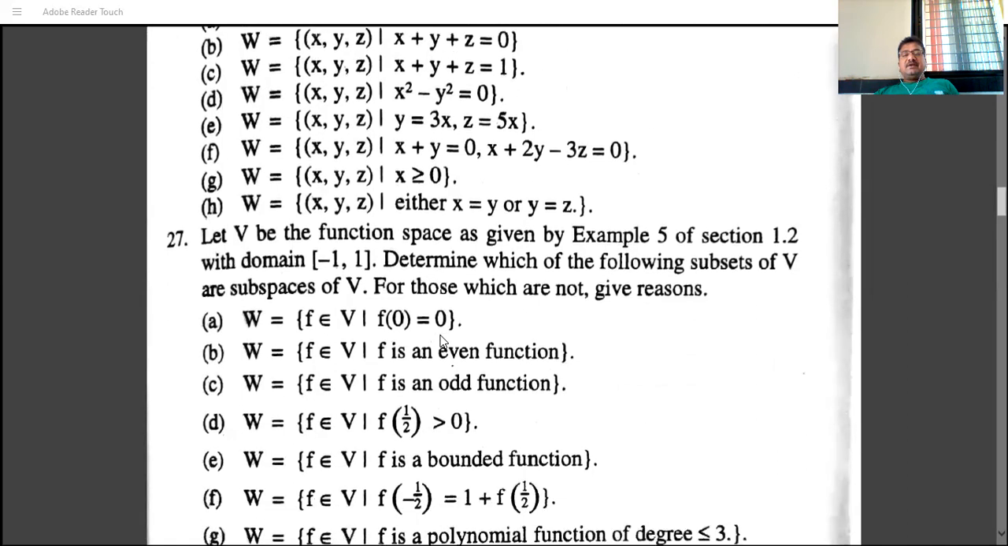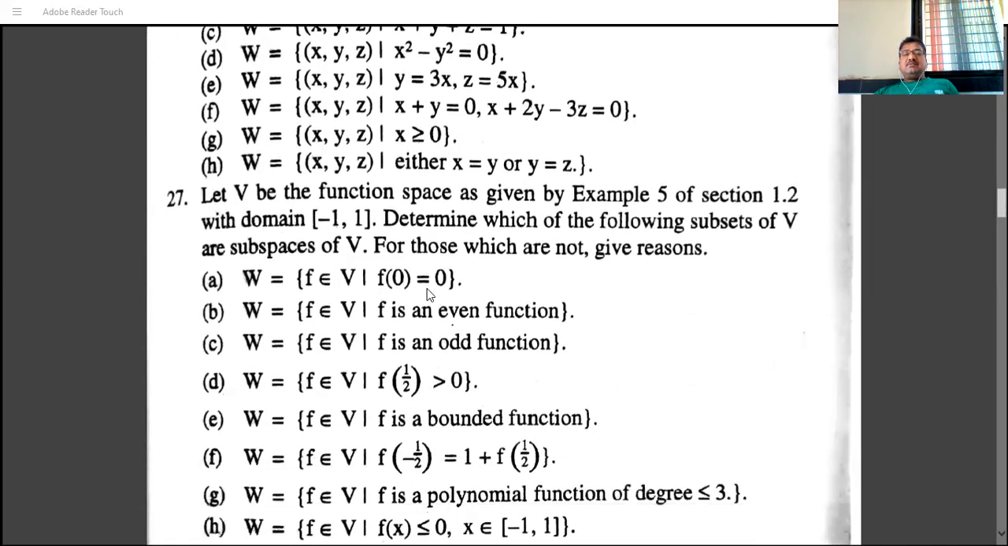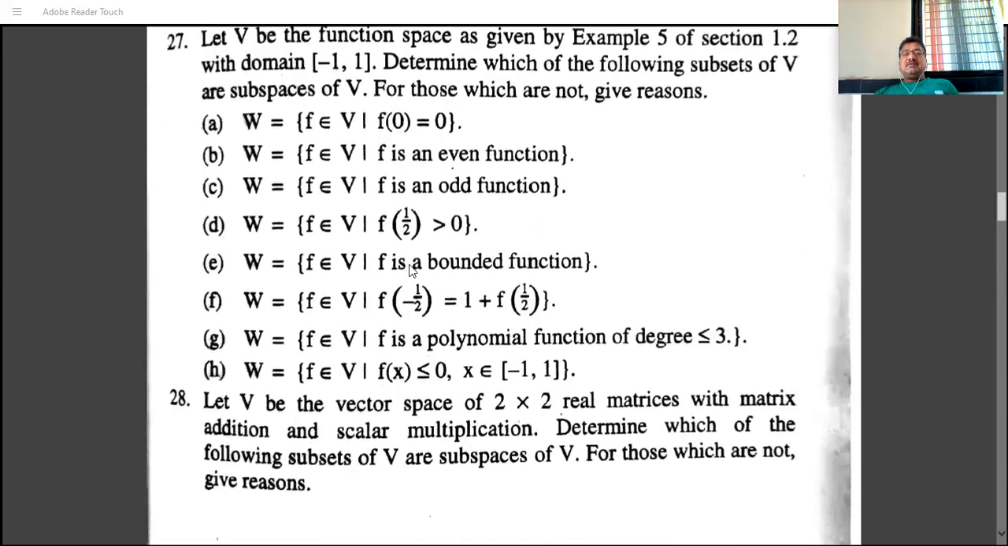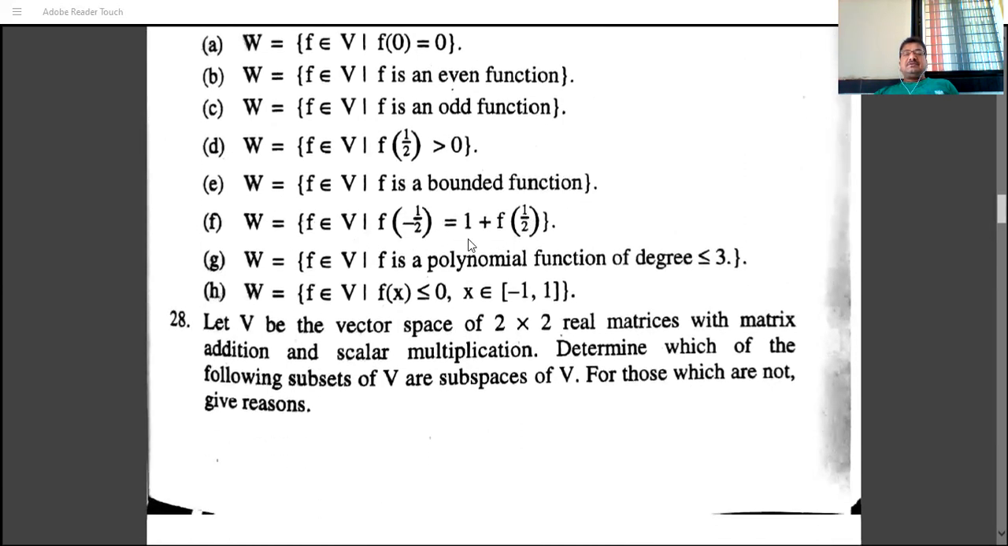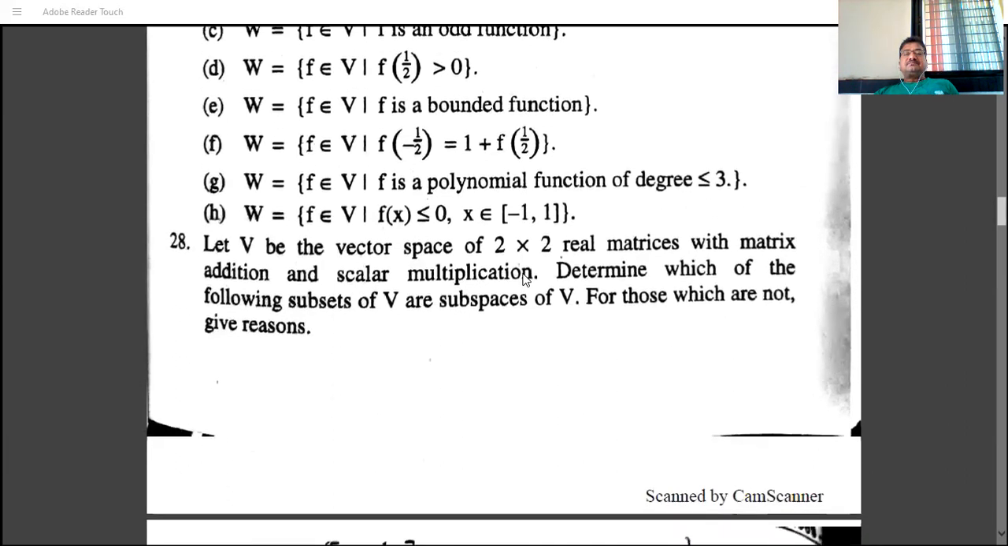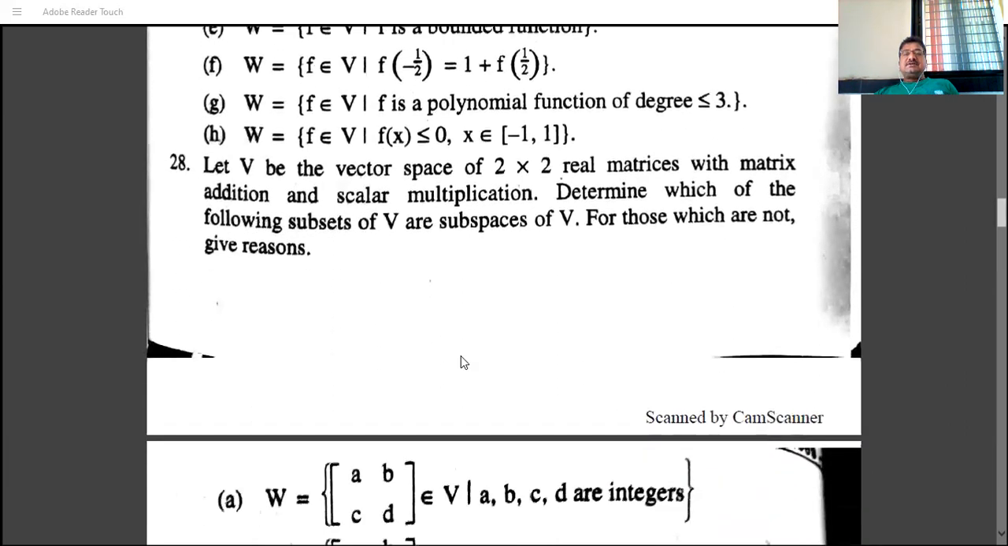for addition. Similar examples: f of 0 is equal to 0, f is an even function, f is an odd function, f of 1 half is equal to 0, already solved this; f of 1 half is greater than 0, it is not closed for scalar multiplication; f is a bounded function. So solve all these examples, the answers are given.